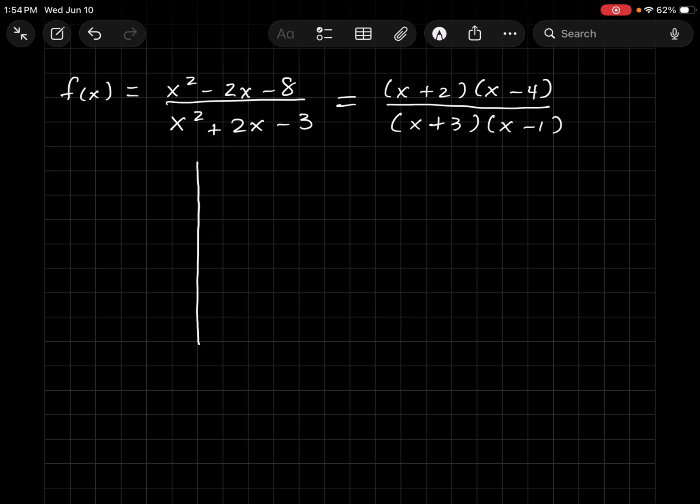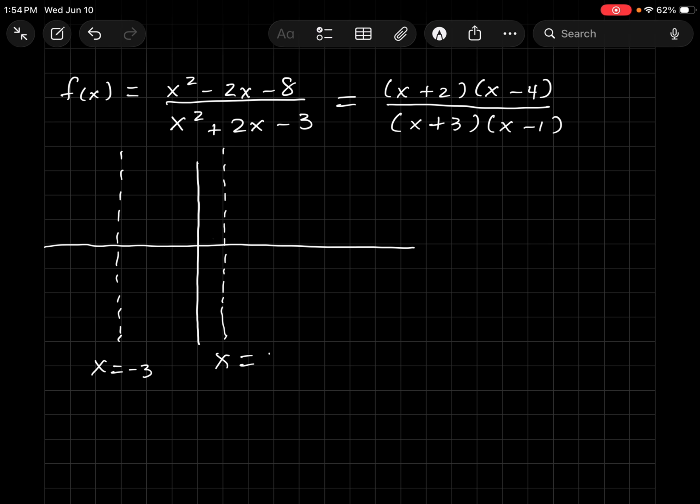I'm going to start drawing my graph, and I will use my vertical asymptotes and horizontal asymptote as guides. So I have a vertical asymptote at x equals negative 3. Another vertical asymptote at x equals 1. There are no holes, no removable discontinuities.